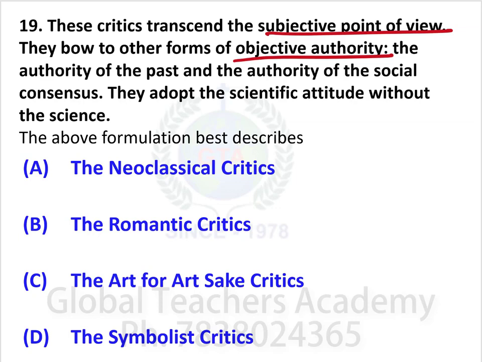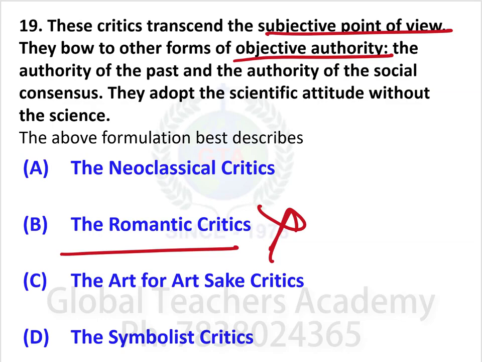The subjective point of view is when I have a different point of view and you have a different point of view. Both our points of view can be different and there is an acceptance of this. But these critics have transcended that. So they can't be romantic, right? Because what do the romantic critics say? That everyone who looks at nature tends to look at nature in their own form, because everyone who looks at nature tends to go back and reflect upon their own experiences, the kind of experience that nature has had upon them, right? So this is the romantics. The romantics will never transcend subjective point of view.